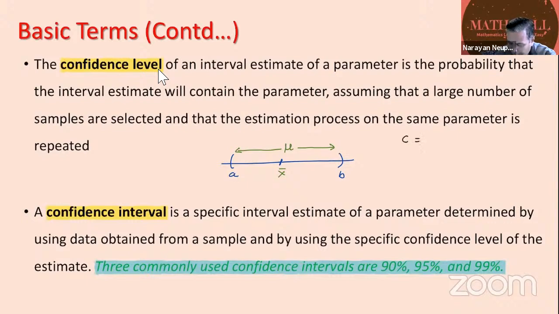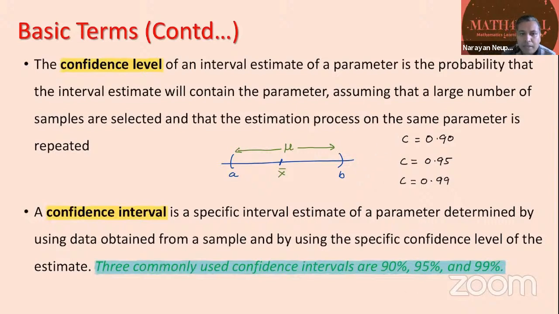C is equal to, if the confidence level is 90%, we write 0.90. So I'm 90% confident that the mean lies in this interval. So C is the confidence level. Similarly, if I use 95% confidence level, then C is equal to 0.95. If I'm 99% confident that the mean lies in this interval, then C will be 0.99. So confidence level is C.